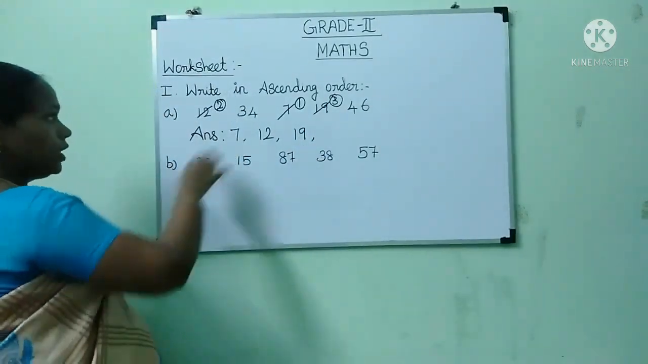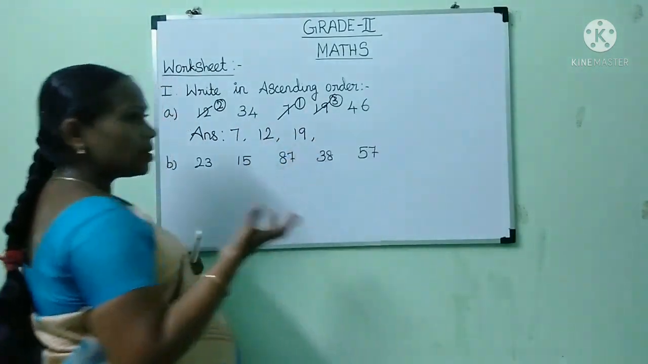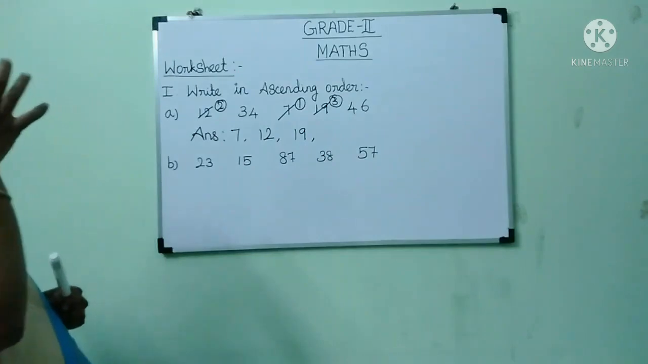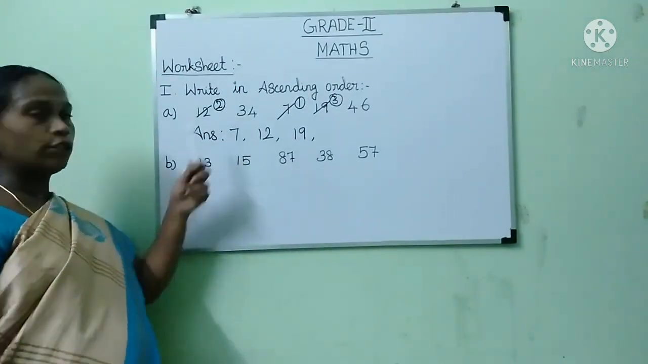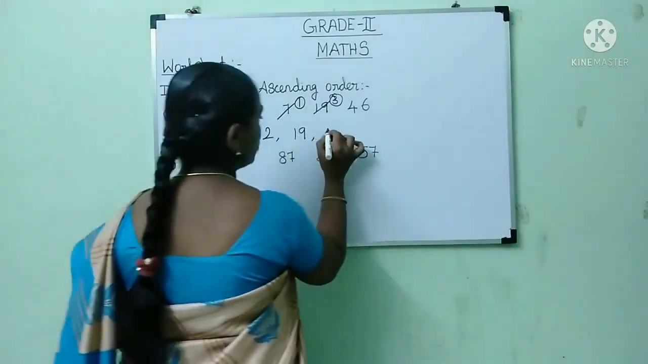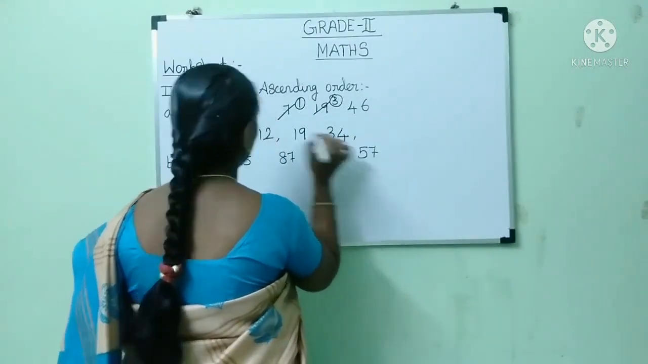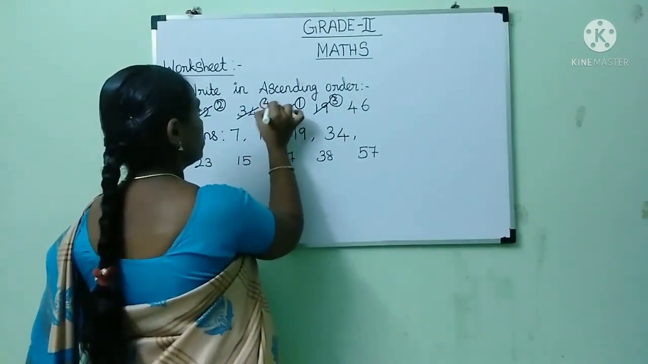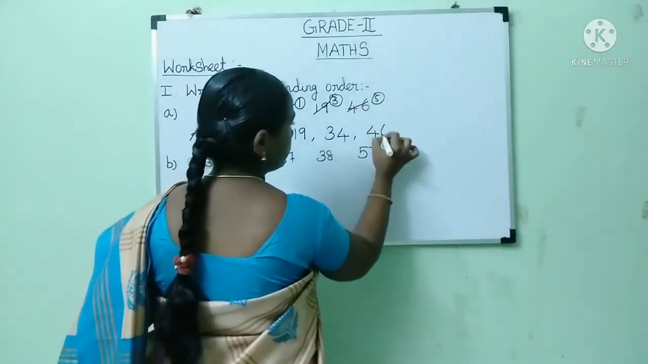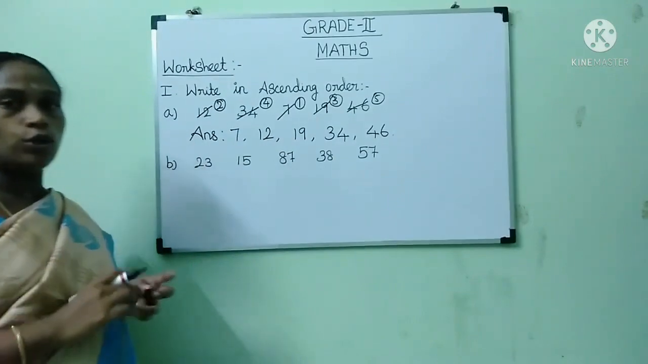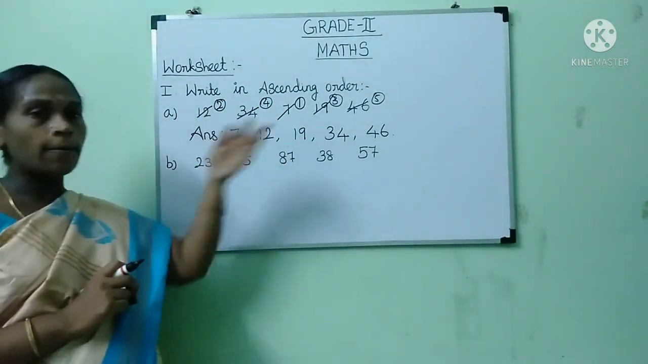Next, 34 and 46. Which number is the smallest number? 34 or 46? Yes, 34 is the smallest number. You should write the fourth number is 34. 46 is the fifth number. Are you clear children? How to write this ascending order?